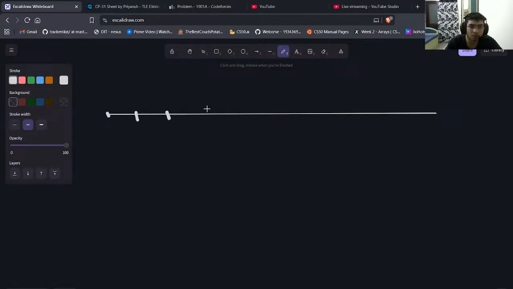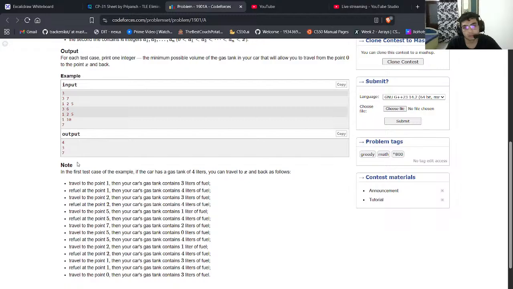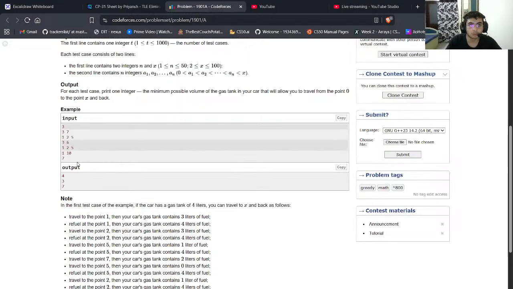0, 1, 2, 3, 4, 5, 6, 7, 8, 9, 10. Wow, we did not miss any spot this time. Okay, so it's going from 0 to 10, and it will be filling at 1, 2, 3, 4, 5, 6, 7. So this is 7, this is 6, and this is 7. So minimum 7 and other 7. Okay, so now you understood the problem.